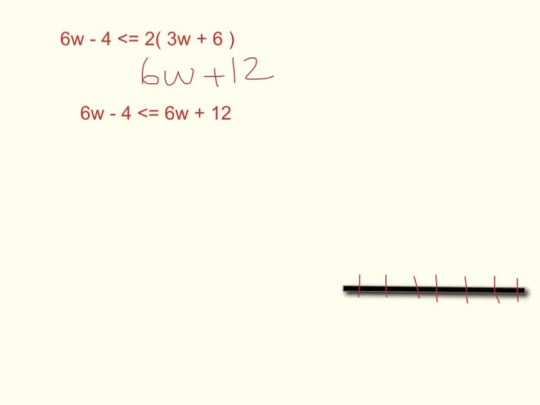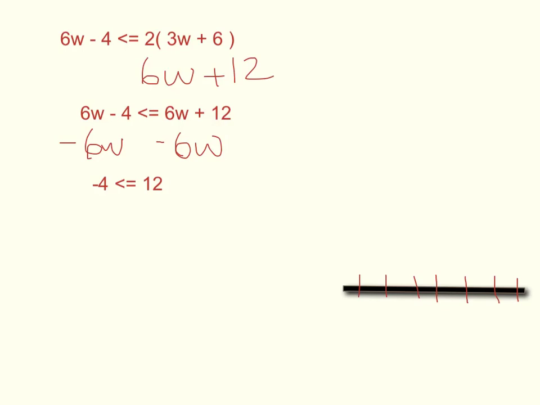So what we're going to do is combine like terms as usual. So I do minus 6w, minus 6w. But again, they are the same number, so they cancel each other out. So we find that negative 4 is less than or equal to 12.